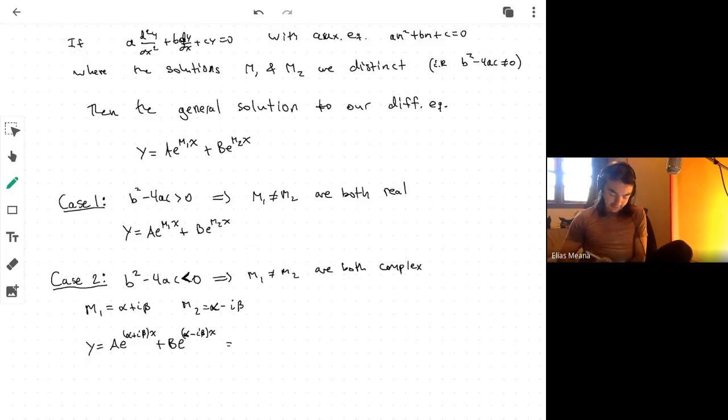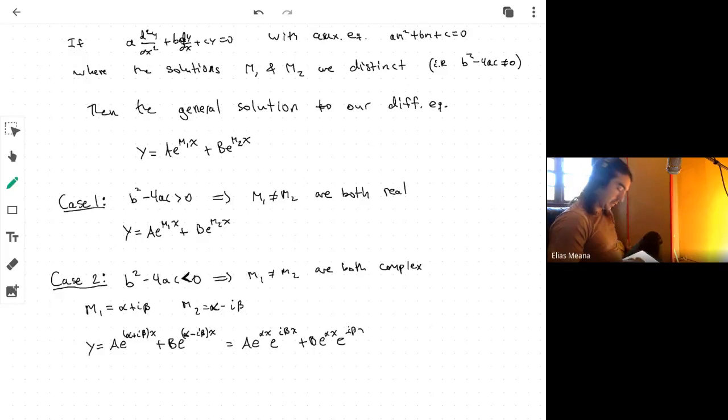we write this in the form a e to the alpha x e to the I beta x plus b e to the alpha x e to the minus I beta x. It should be I beta x. Both terms have an e to the alpha x in them, so we can factor that out. So we can write this as e to the alpha x times a e to the I beta x plus b e to the minus I beta x.